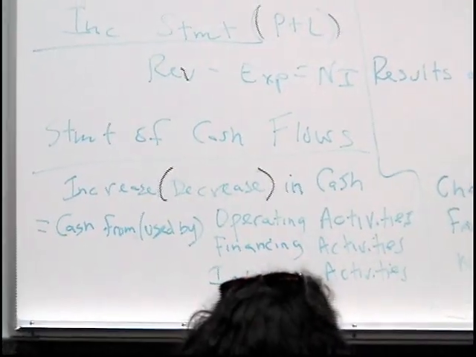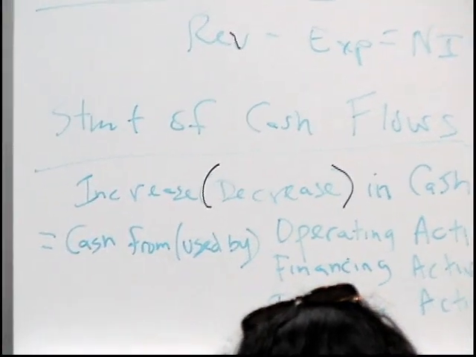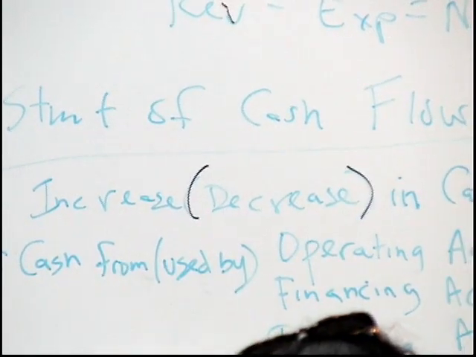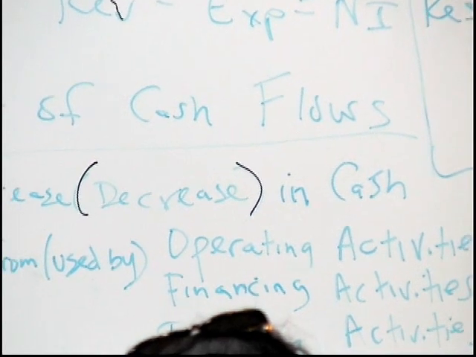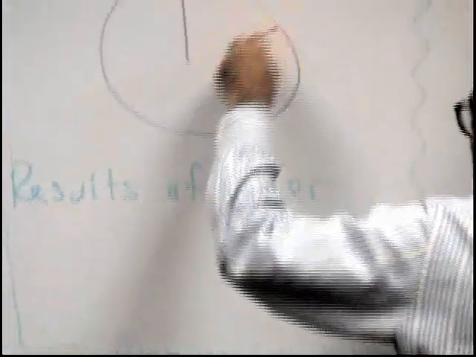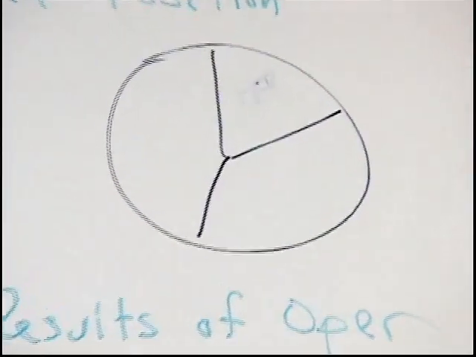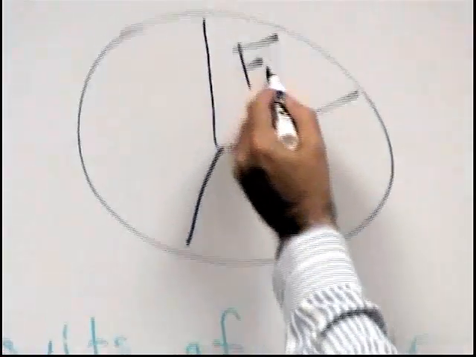But the statement of cash flows also shows, for a period of time, what caused cash balances to change from the beginning to the end of the year. And it shows the net increase or decrease in cash. There are three reasons why cash could change in general. First of all, companies borrow money and sell stock. Those are called financing activities.